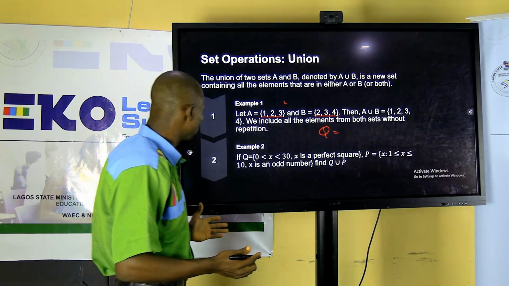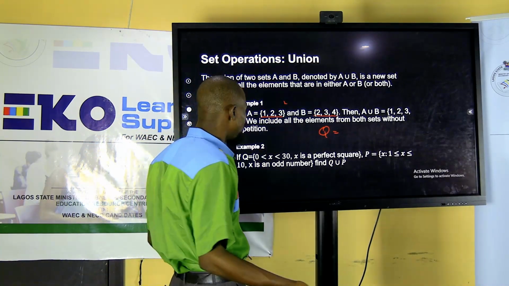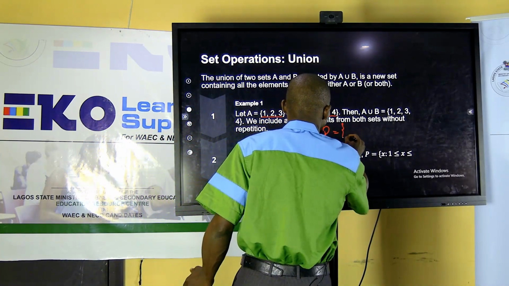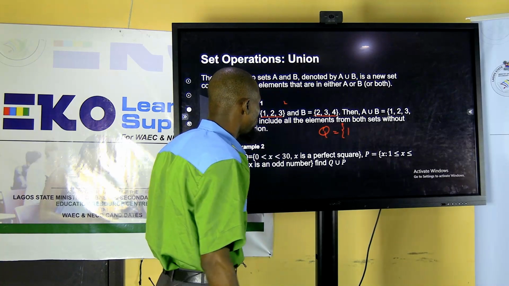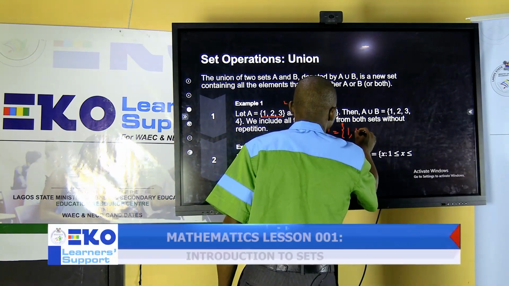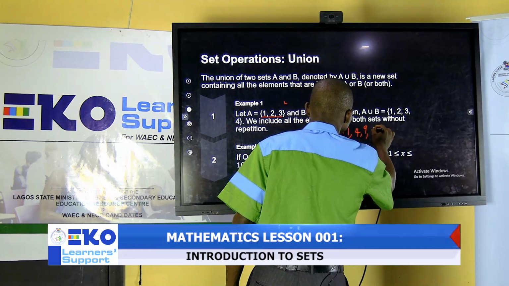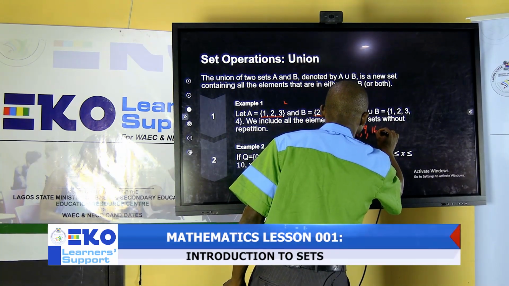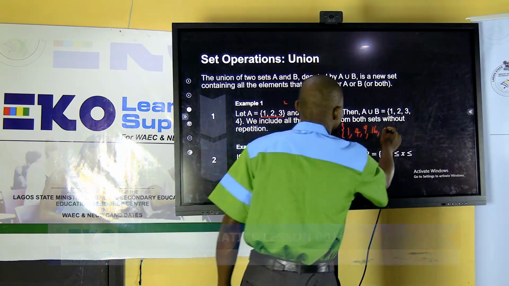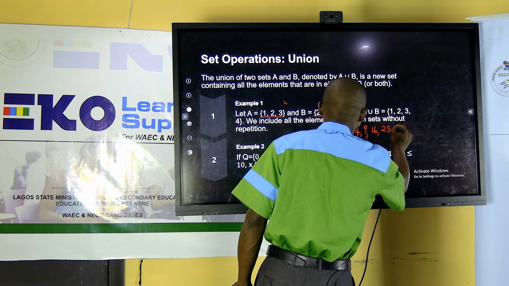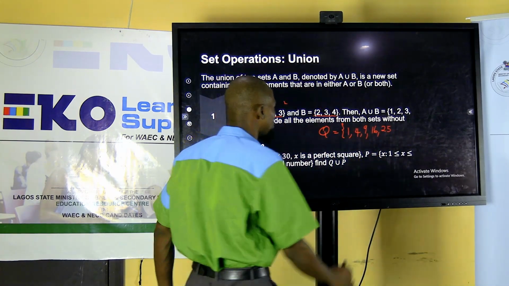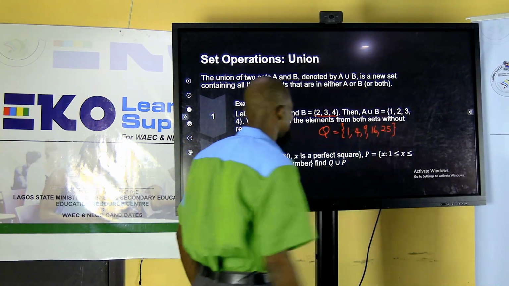So for example, 1 squared is what? 1. So that's a perfect square. 2 squared is what? 4. That's a perfect square. 3 squared is what? 9. 4 squared is 16. Yes, 5 squared is 25. 6 squared is 36, but it is between 0 and 30. So we stop there. So this is set Q.